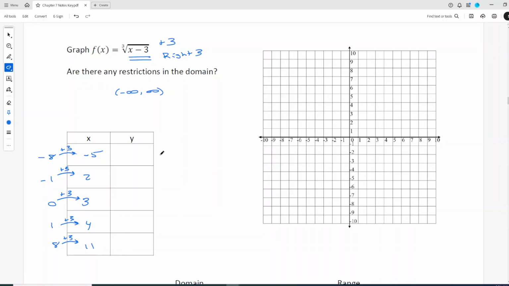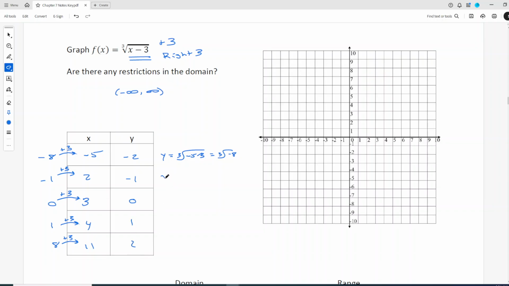So then plug them in, whether you know what's going to happen or not. It's easier just to plug them in. So we've got the cubed root of negative 5 minus 3. I'm getting the cubed root of negative 8, which is negative 2. Can you guess the pattern, or can you remember the pattern? Is it going to go negative 2, negative 1, 0, 1, 2?